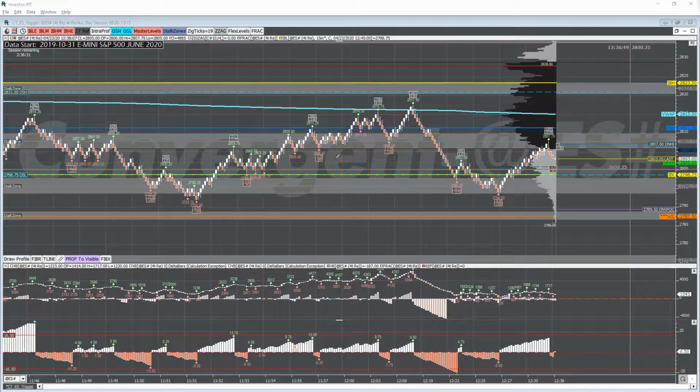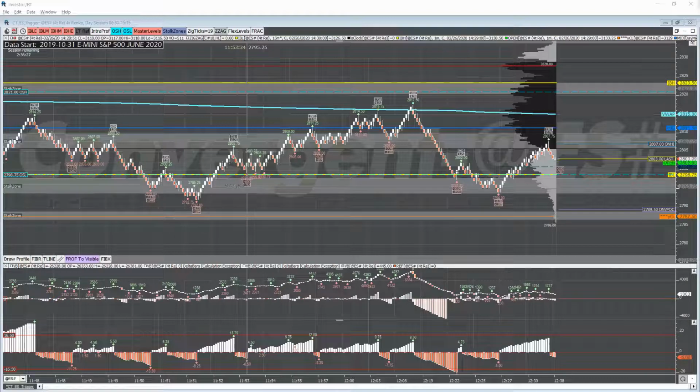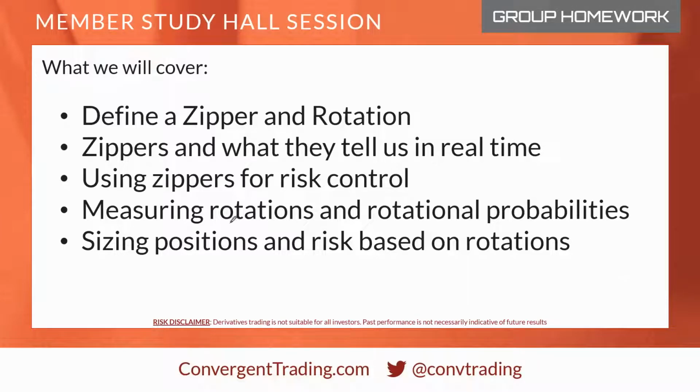Okay, very simple stuff. Let's talk rotation so we can wrap things up here. The next thing we want to discuss is rotations. People get so confused by this. It's very, very simple.